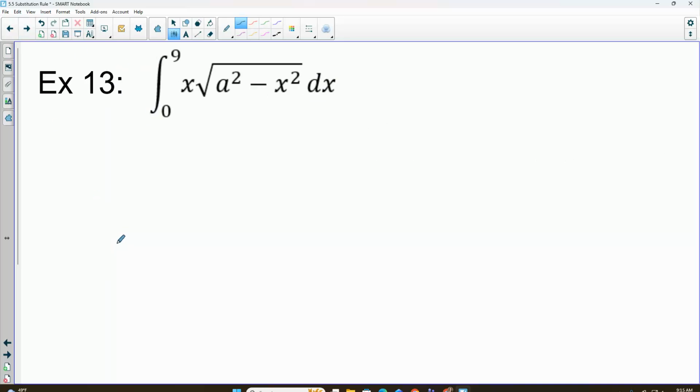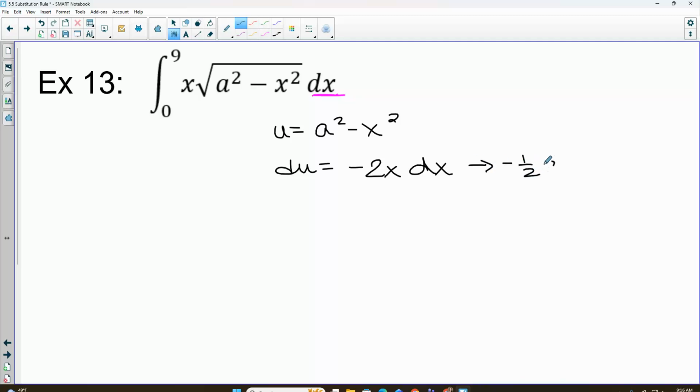One more for today. What would our u be? Now this looks a little bit scary because we have multiple variables, but the fact that I said dx at the end tells you x is the variable, a is just a constant. So when I do the derivative, since a is a constant, the derivative is 0, minus the derivative of x squared would be 2x, and that gets a dx. I don't need the negative 2, so we divide that over.